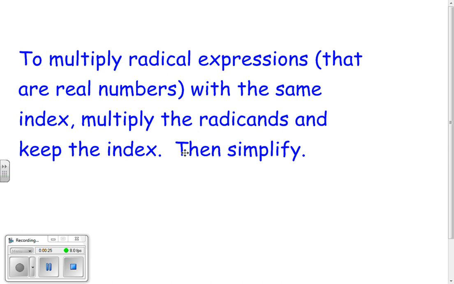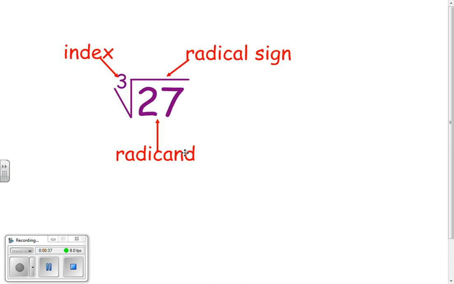If you're multiplying radical expressions, you have to make sure you have the same index, because you keep the index and multiply the radicands, which are the numbers underneath, and then you simplify what you can. Just a quick reminder, that means that this little number in the upper left-hand corner of the radical symbol needs to be the same. If it does, you keep that number and you multiply the radicand underneath.